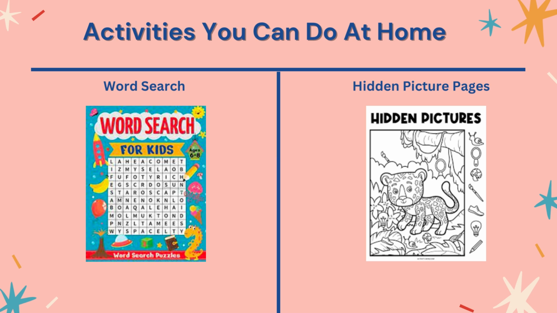Similarly, hidden picture pages can also encourage visual scanning as they have to scan the entire picture for the hidden object. Hidden picture pages can also encourage saccades if there is a picture box. The children will have to look from the picture box back to the main picture to search for the object. Hidden picture pages can also encourage convergence as it is a close-up task as well.